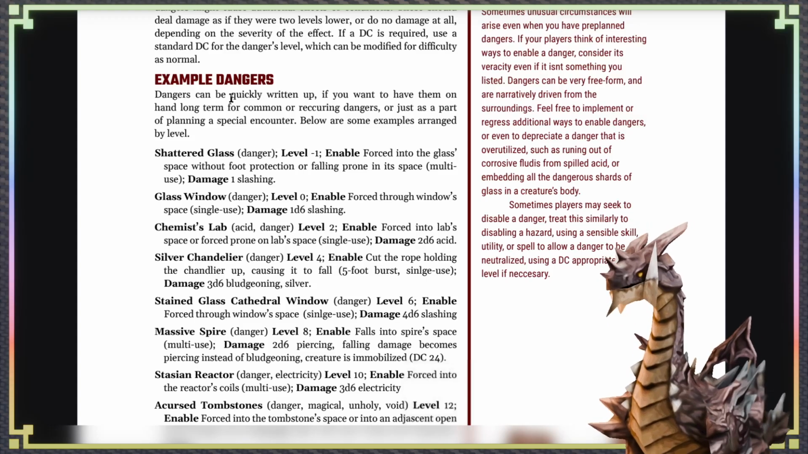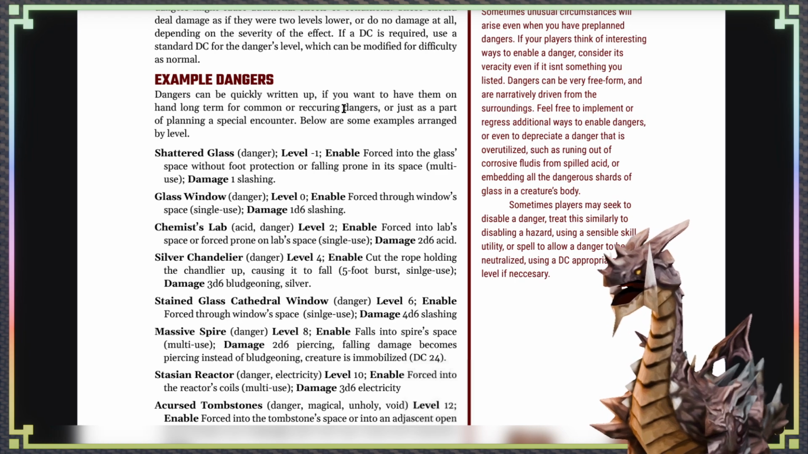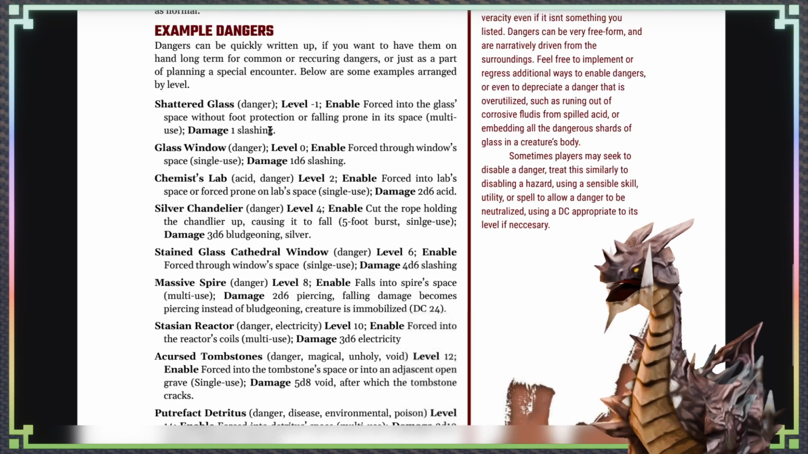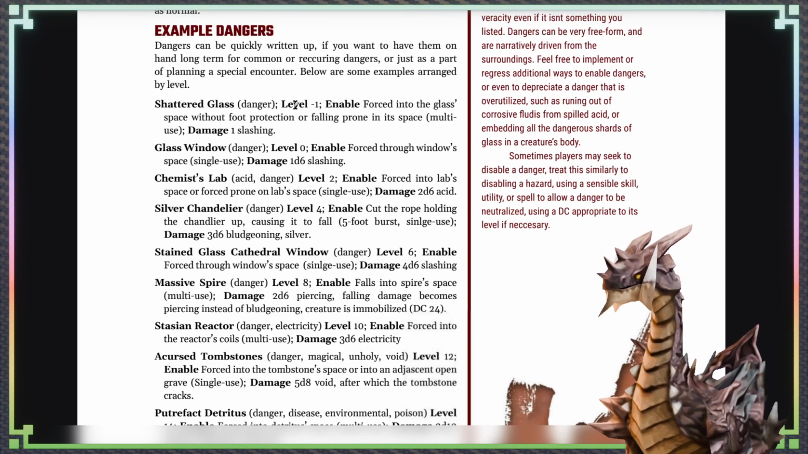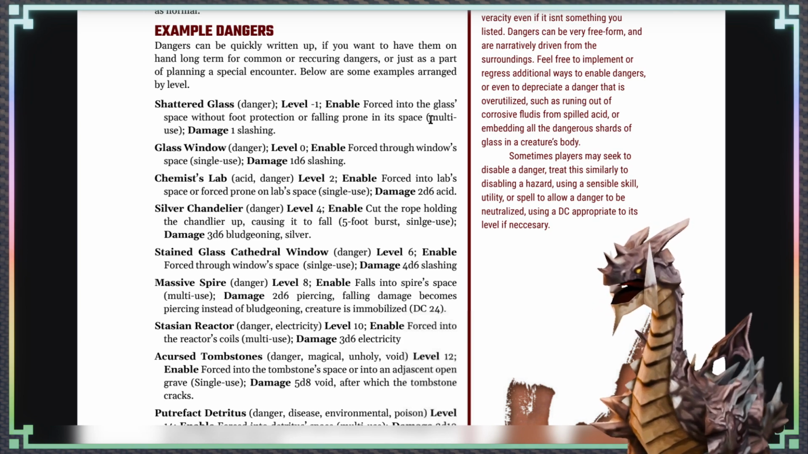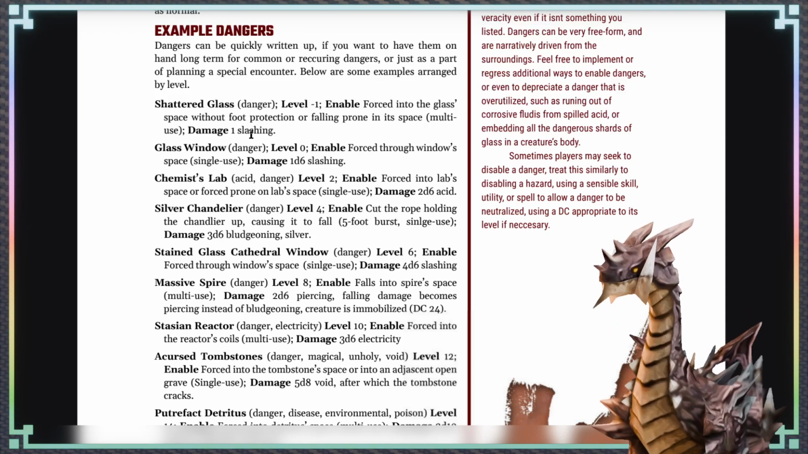Example dangers. Dangers can be quickly written up if you want to have them on hand long term for common or recurring dangers, or just as part of planning a special encounter. Below are some examples arranged by level. We have Shattered Glass, which is a danger, is level -1, and is enabled by the creature being forced into the glass's space without foot protection or falling prone in its space. Multi-use. Damage, 1 slashing. Very simple.